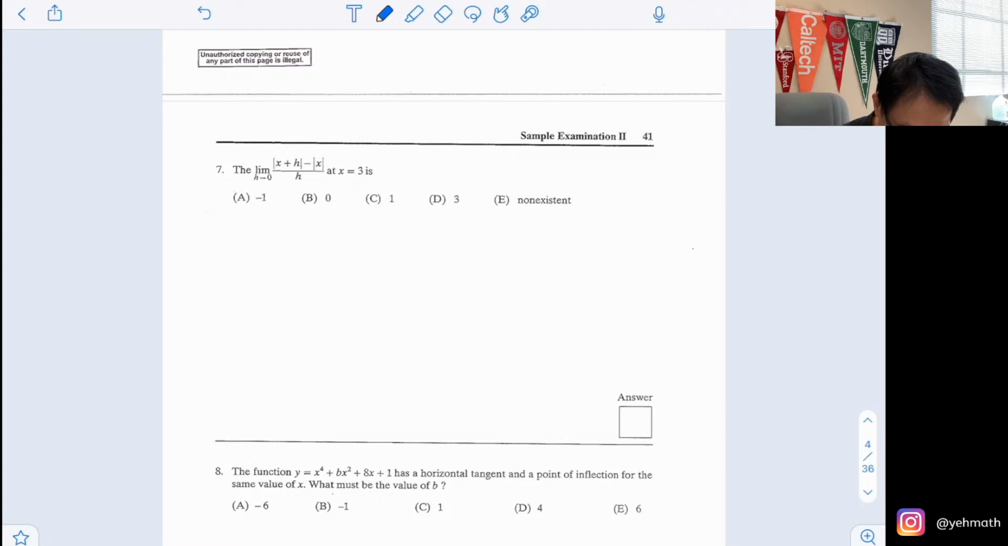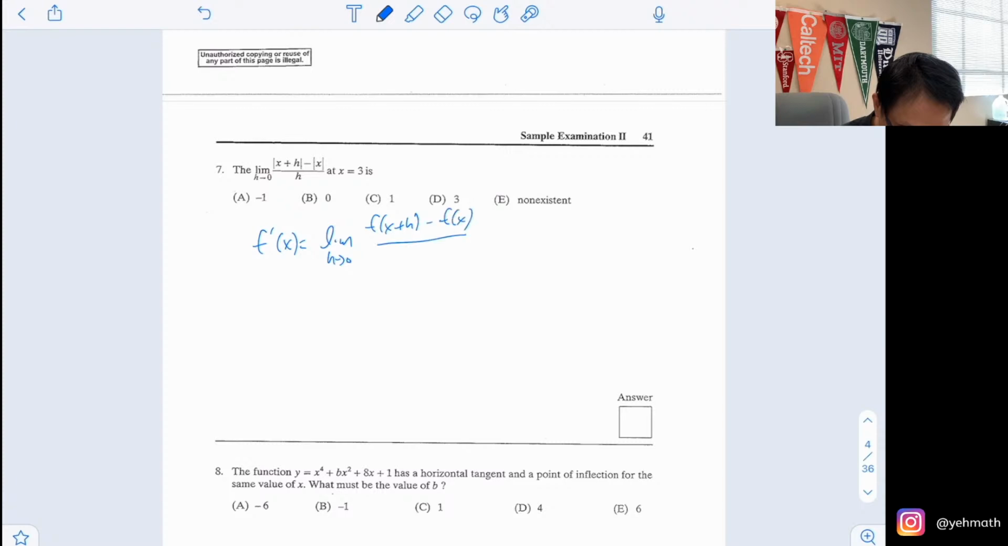This one is a very important question. Very, very important question. Number 7. You will see it over and over again on the AP exam. It's one of the questions that is super, super valuable for you to understand. Also on this question, you have to understand the definition of derivative. So the definition of derivative is f prime of x equal to the limit as h approaches 0 of f of x plus h minus f of x over h.